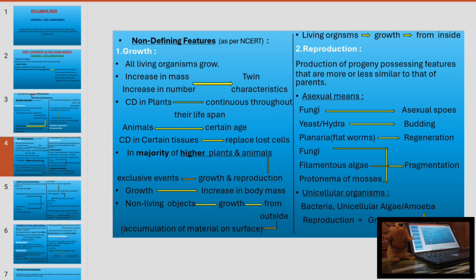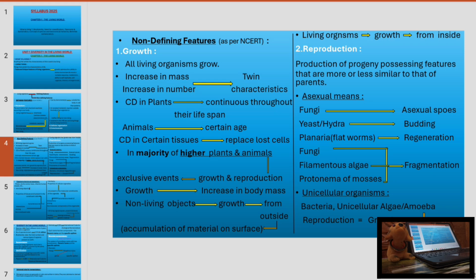Growth is said to be an increase in body mass, and non-living objects also grow, but from outside their body. It is the accumulation of material on the surface. Living organisms grow from inside, not like non-living objects. So here the difference is very clear: for non-living objects, growth is from outside of the body, and for living organisms, growth is from inside of the body.